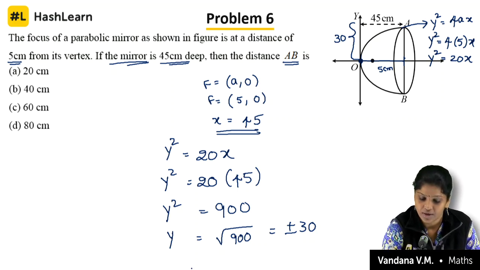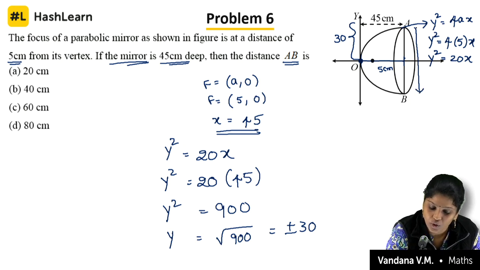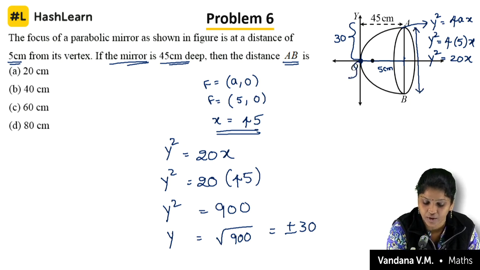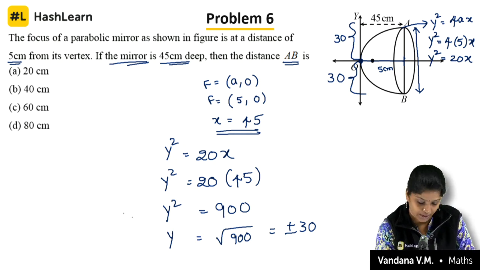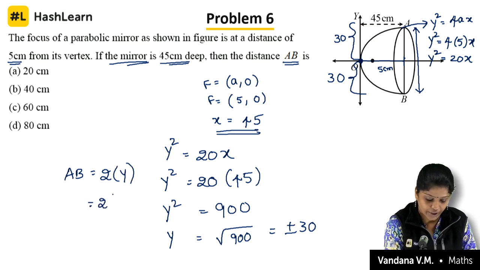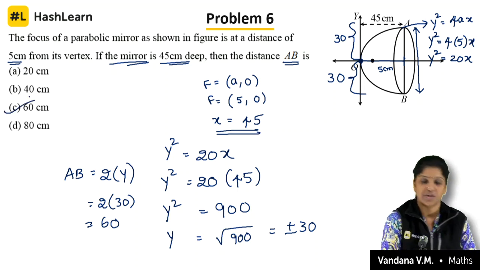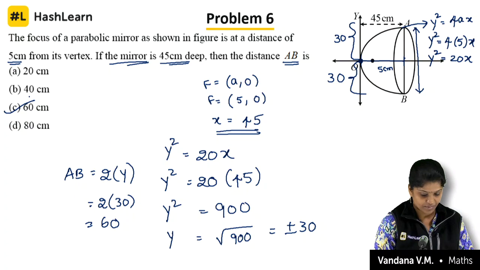Clear? Okay. So, the distance from here to here is 2 times the y coordinate, here to here, 30 and 30. So, the total distance AB will be 2 times the y coordinate, 2 into 30, that is 60 centimeters. Clear? Yes, very good. Next.